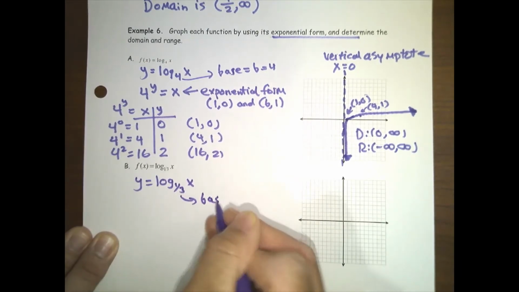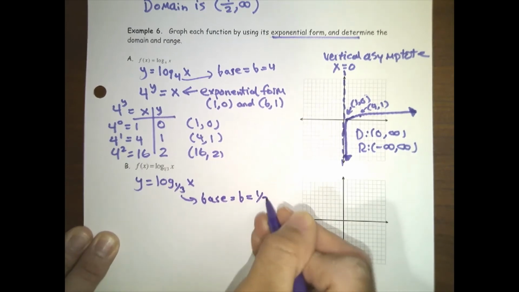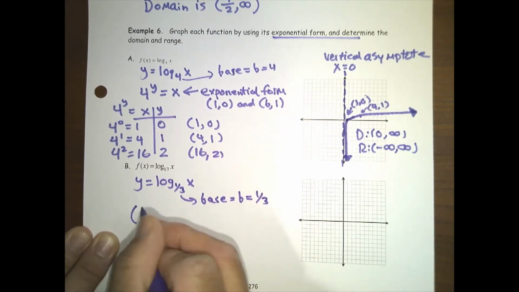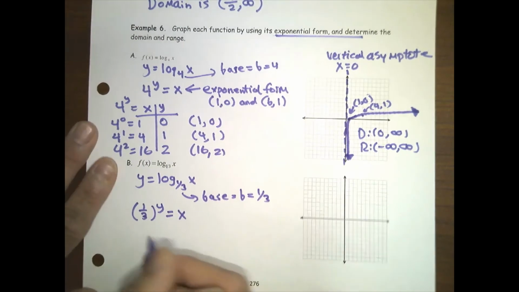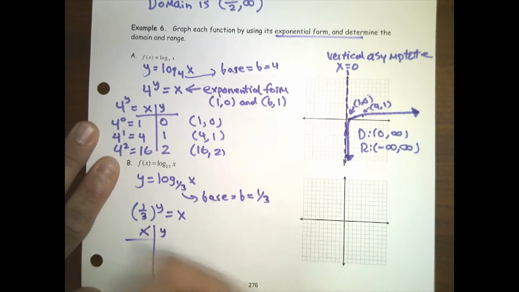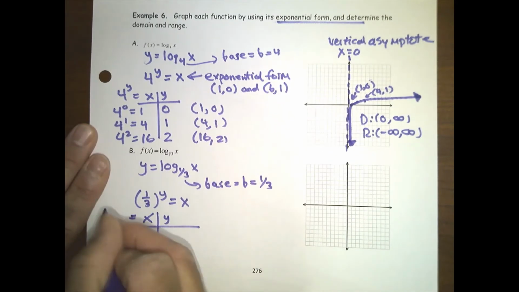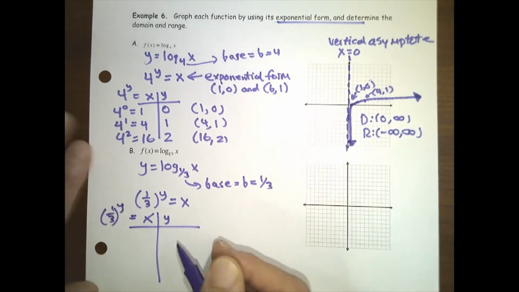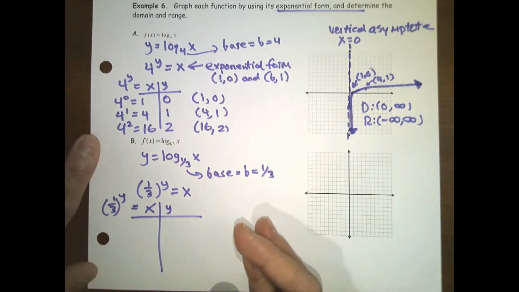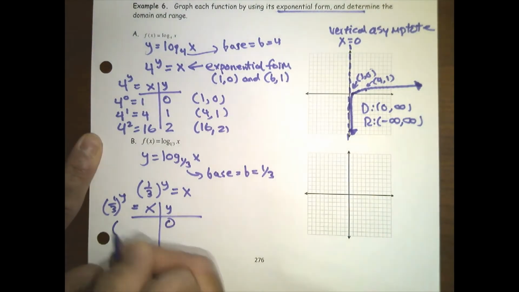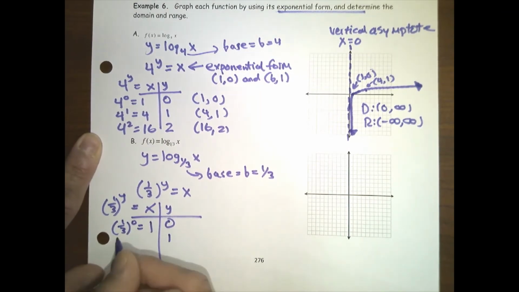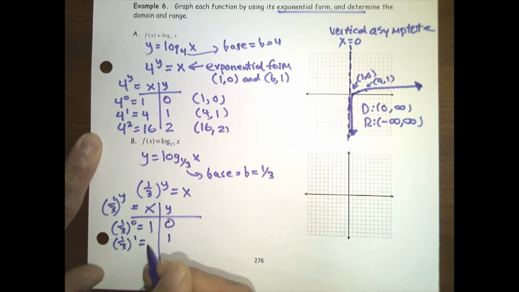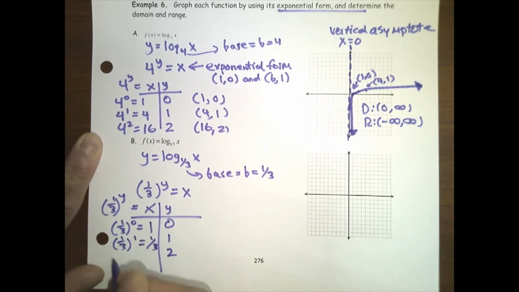So base b is equal to a third. Another way to write this is a third to the power of y is equal to x. If I make a little table here, that means that x is 1/3 to the y. So I'll pick values for y again, like 0. 1/3 to the 0 is 1. If I pick 1, I have 1/3 to the 1 is 1/3. 2, 1/3 squared is 1/9.